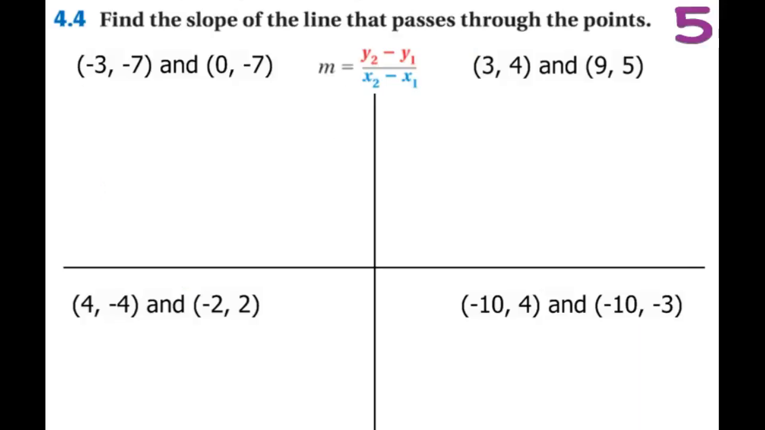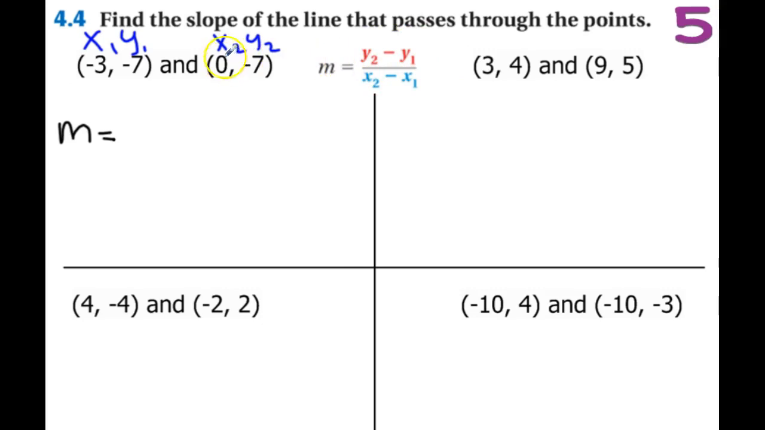Alright, so let's take a look at some problems. Find the slope of the line. So I'm simply going to start by labeling my points. XY first point, XY second point. And then plug them into my slope formula.